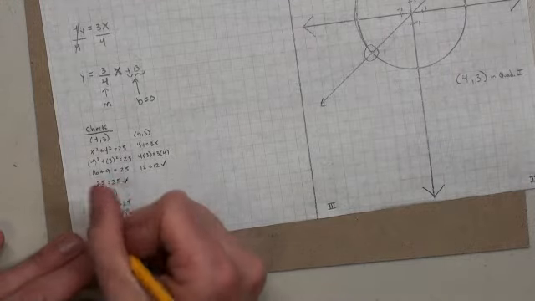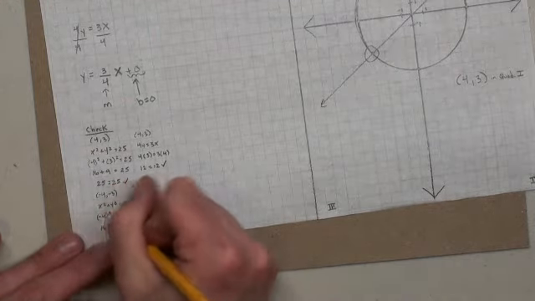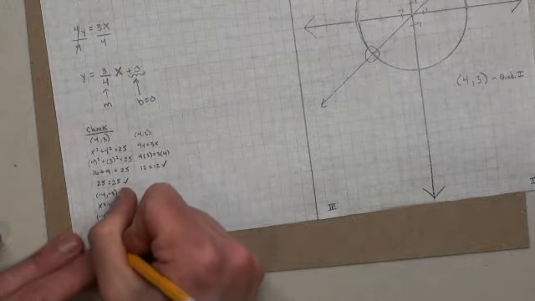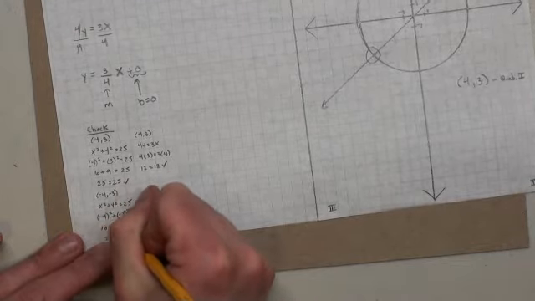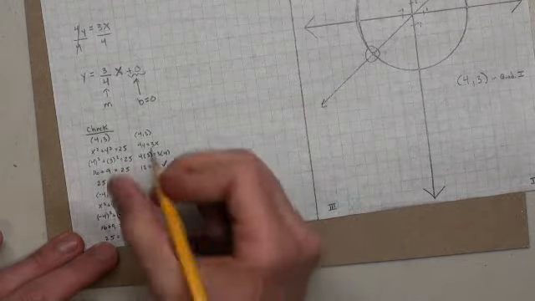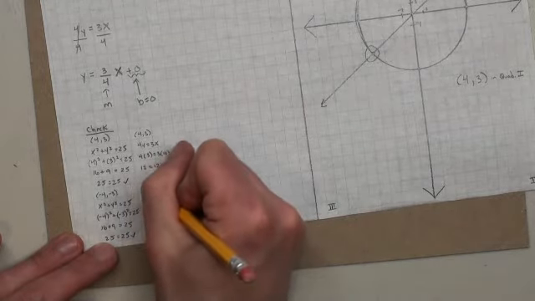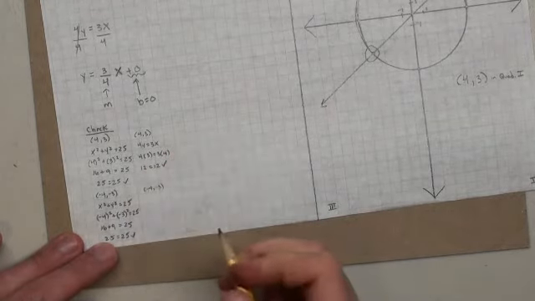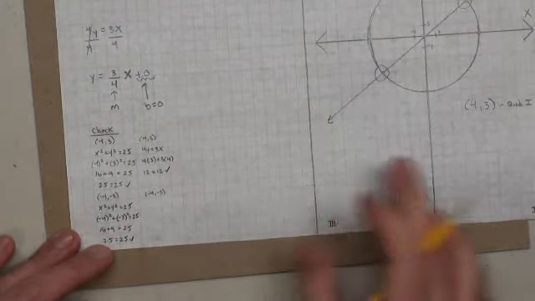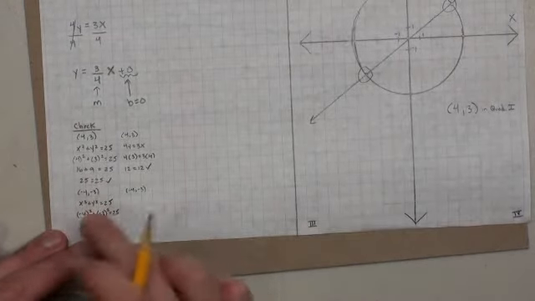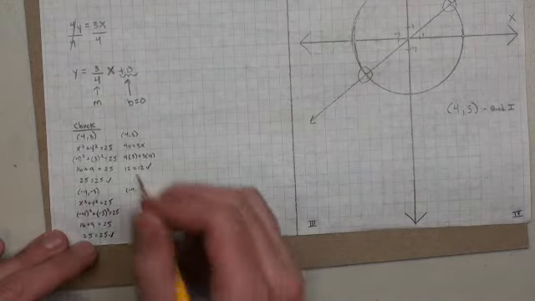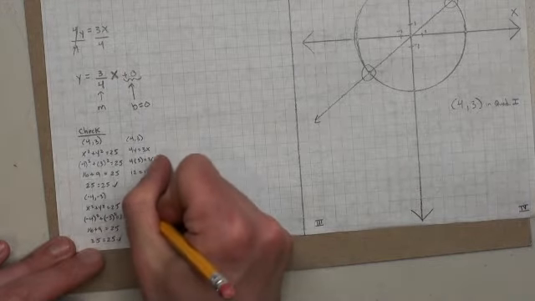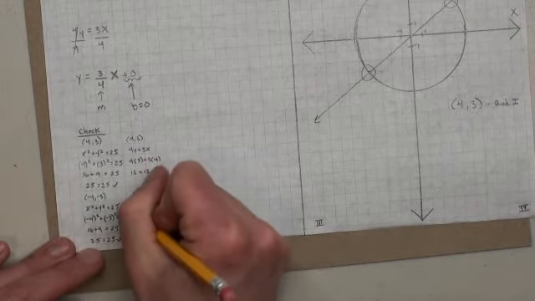And that's 16 plus 9 equals 25, and 25 equals 25. That checks. And one more time. See how we have to check both? See how we have to check each answer in both equations, okay? So then we have 4y equals 3x.